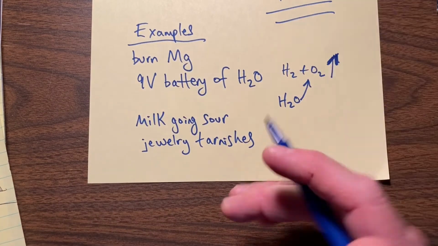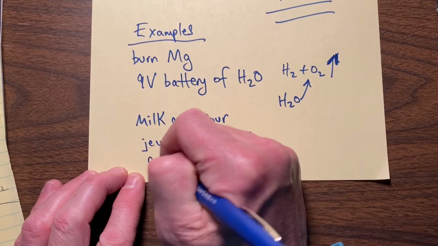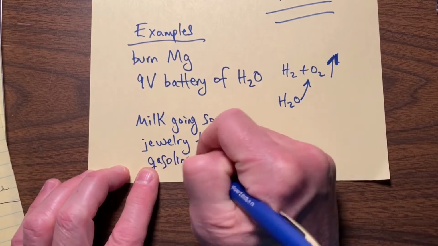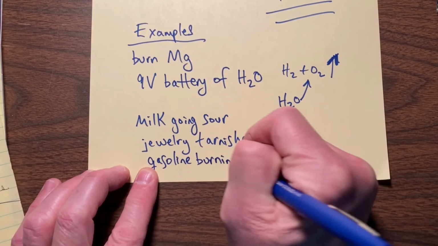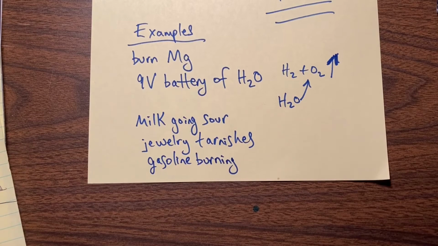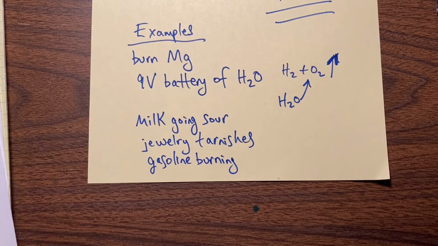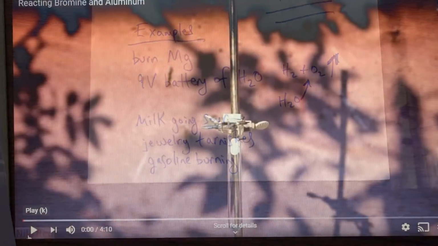When you burn gasoline, burning fossil fuels, burning a campfire, burning wood, those are all chemical changes. Frying an egg. I think you get the point. Fireworks exploding. There are actually many examples. There's probably more examples of chemical changes than there are of physical changes.